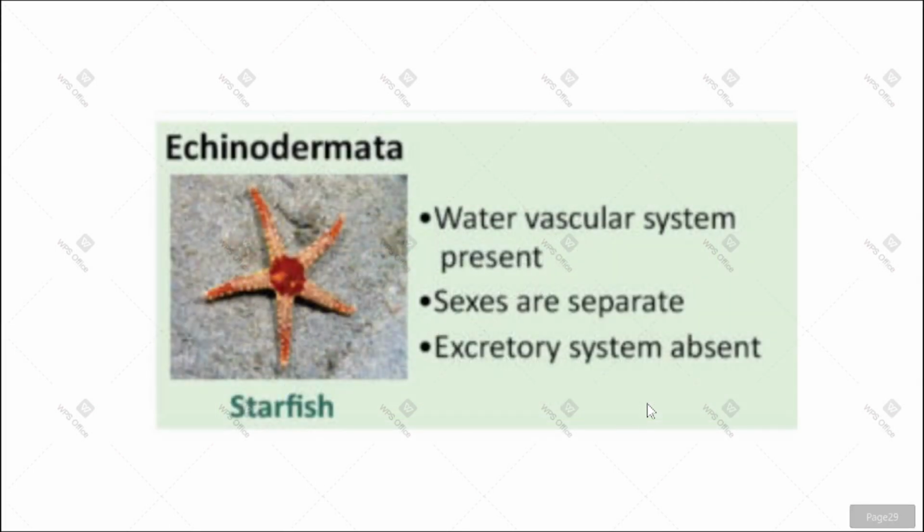Now Echinodermata is a very important phylum. It comprises the starfish. Starfish is one of the best examples of echinoderms. You know that starfish is found mostly in marine regions. Water vascular system is present. Sexes are separate. Excretory system is absent.